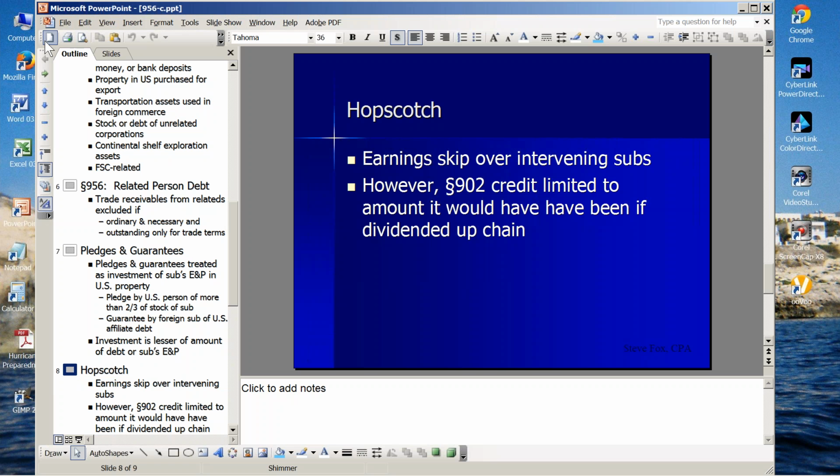So if we have a 956 inclusion, then the U.S. shareholder, if it's a corporation and meets the ownership tests, gets a 902 credit. However, that 902 credit is limited to the amount that the shareholder would have received if the 956 inclusion had been a dividend up the chain.